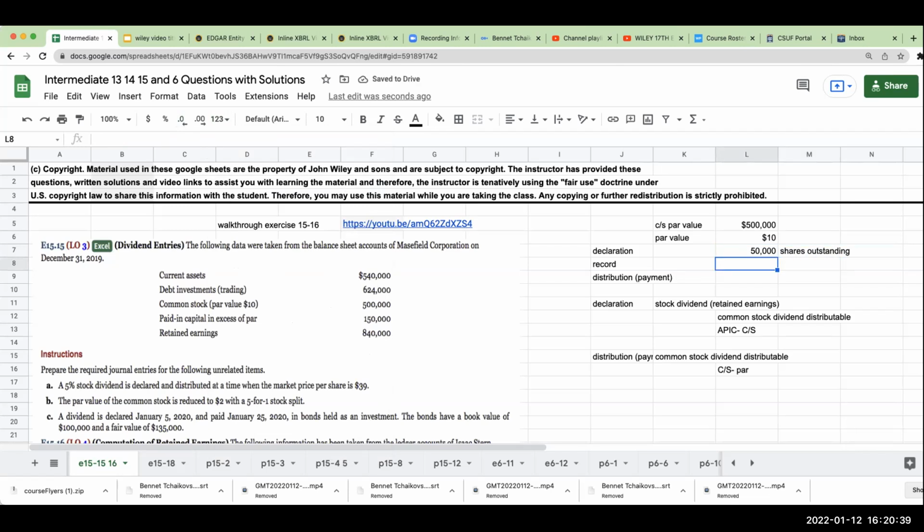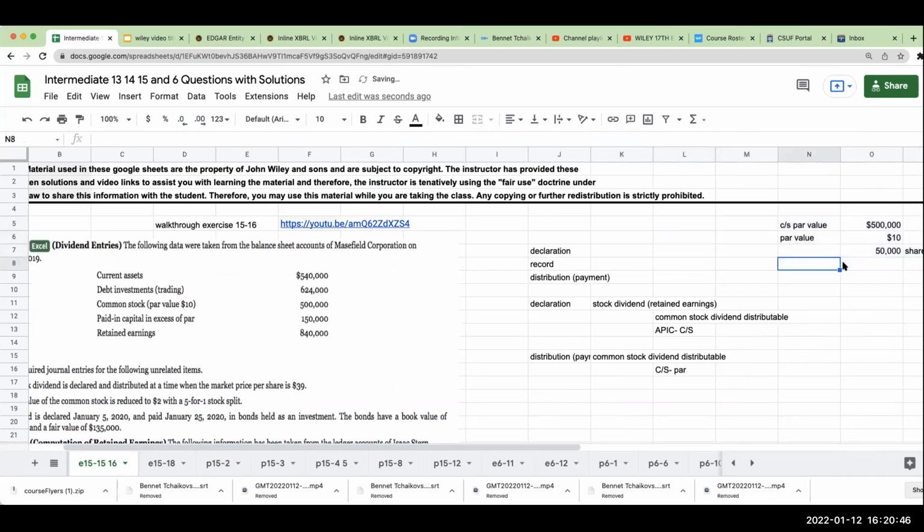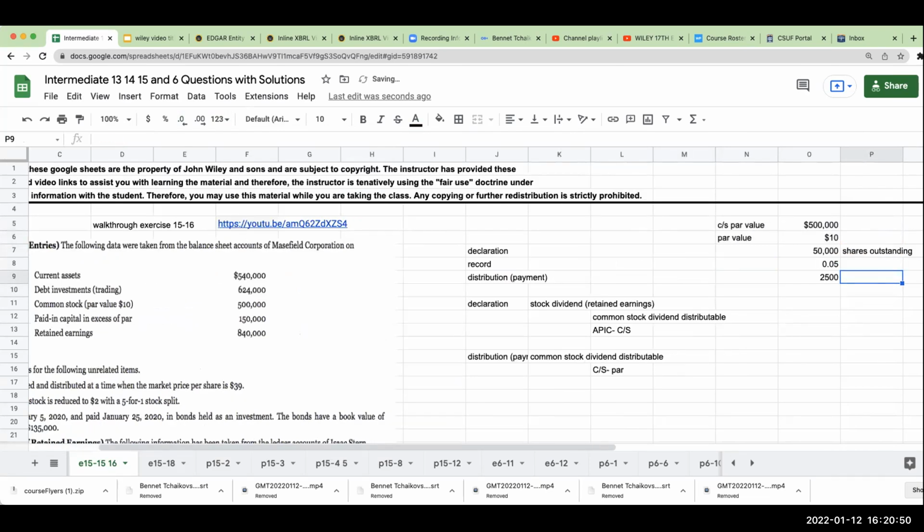If I'm issuing a 5% stock dividend, I'm going to issue 2,500 shares for the stock dividend. When it comes to recording this, I'm going to take 2,500 times the market price per share of 39, which gives me 97,500.